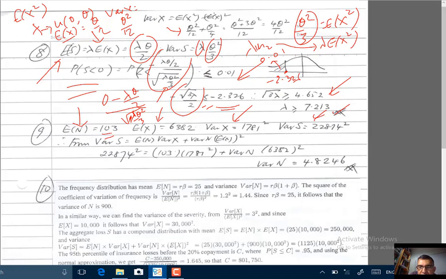So we'll use this formula: expected value of N times variance of X plus variance of N times expected value of X squared. Plug in all the numbers that we have. This one we have, this one we have, this one we have, the expected value of X. We are looking for the variance of the annual number of claims. Use a calculator and you'll get 4.8246.